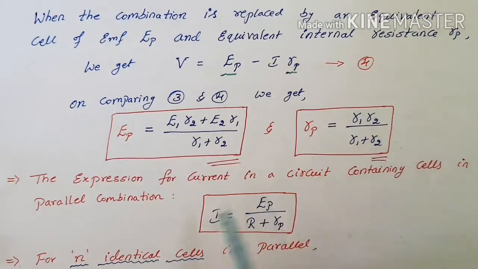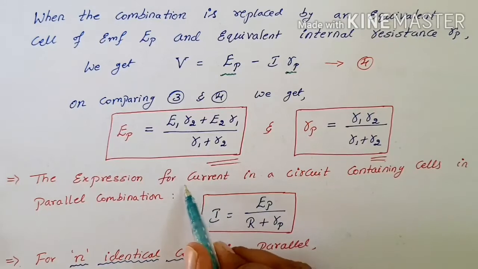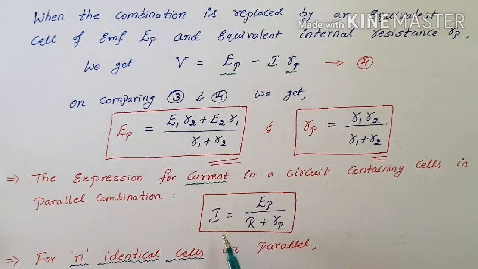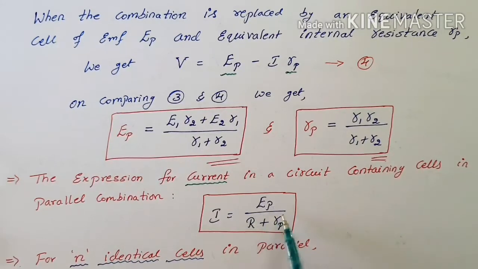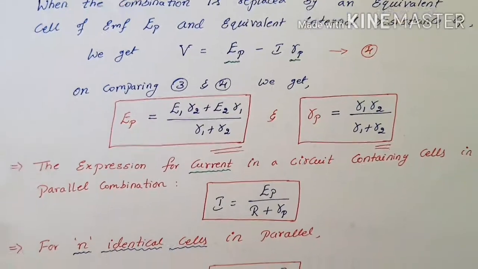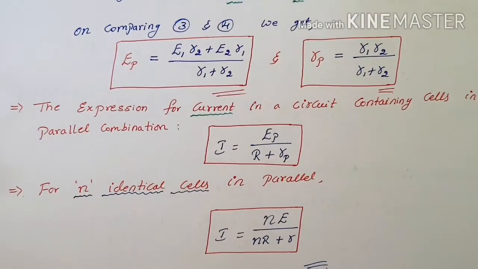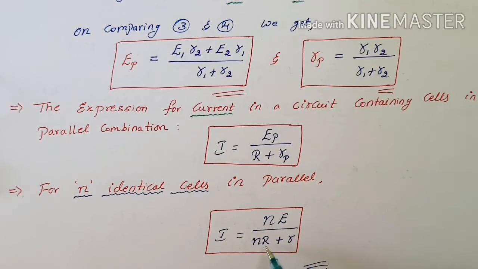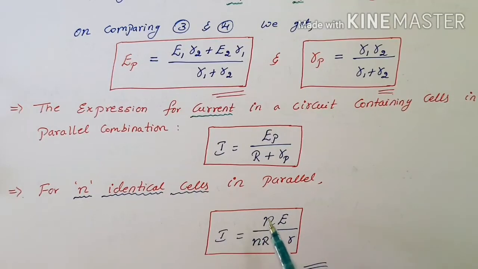Here also we can find the expression for current. The expression for current when the cells are in parallel is EP by R plus RP. If n identical cells are connected in parallel, we can use this formula: I is equal to N E divided by N R plus r, where R is the external resistance. This formula you can use to find the current in n identical cells.